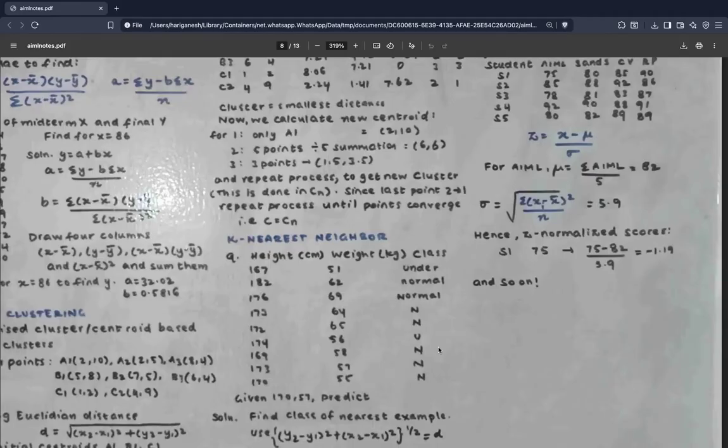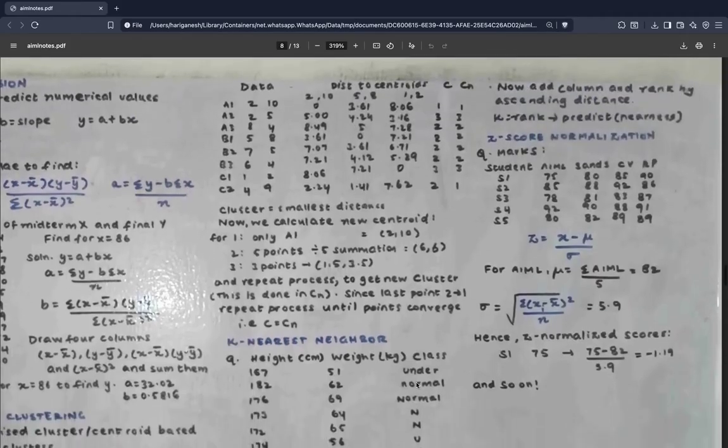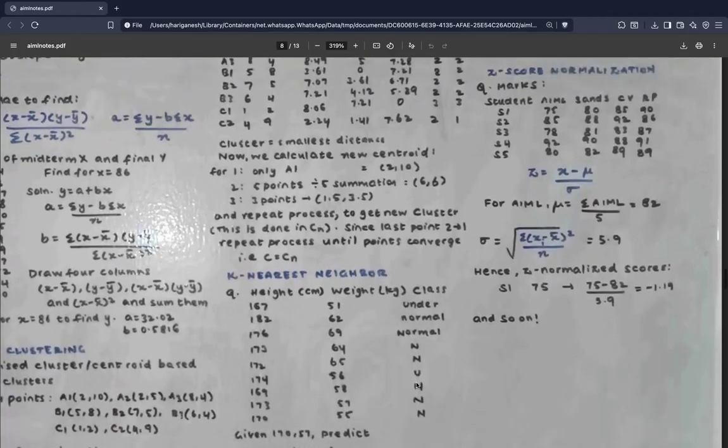If our top three values were the bottom three, which were sent to the top in ascending order, then for k equals 3, our prediction would be normal because N is 3 out of 3. It's always normal. That is k nearest neighbors.